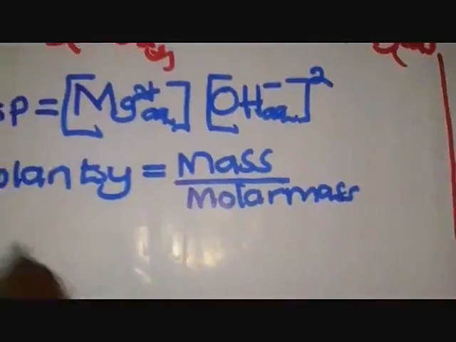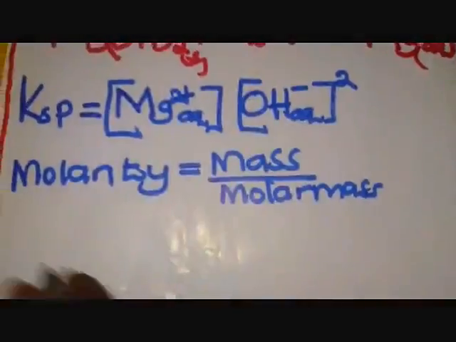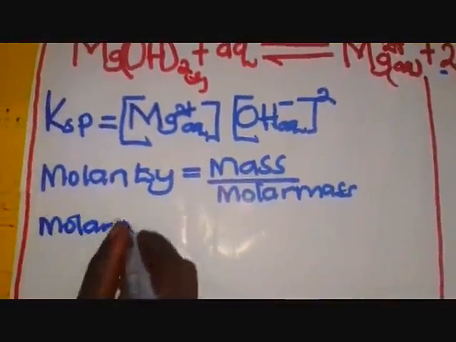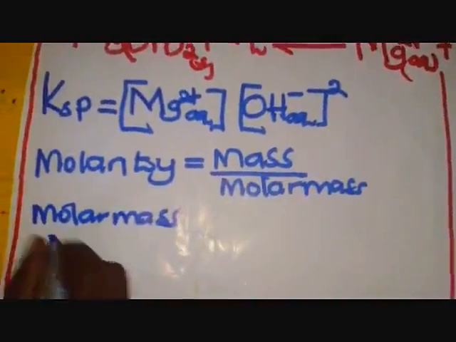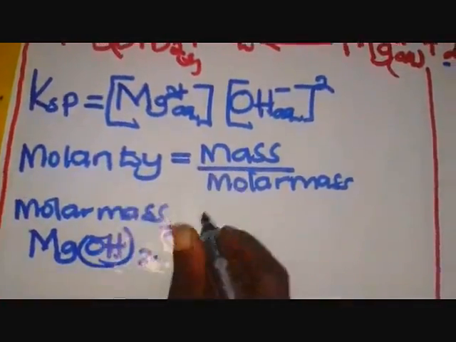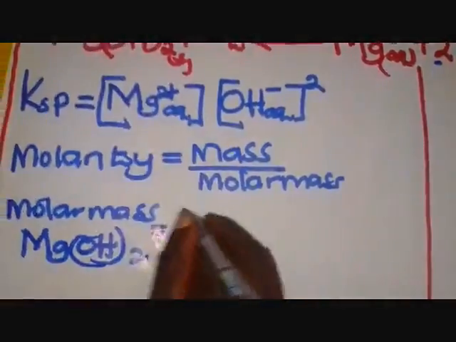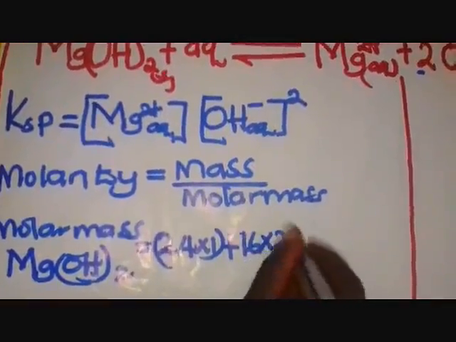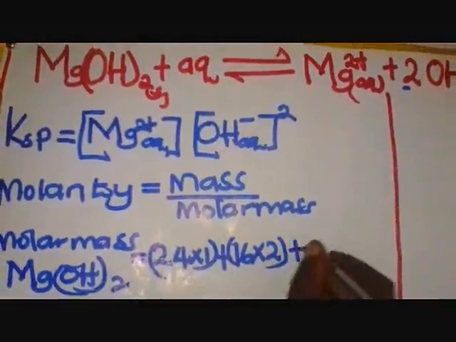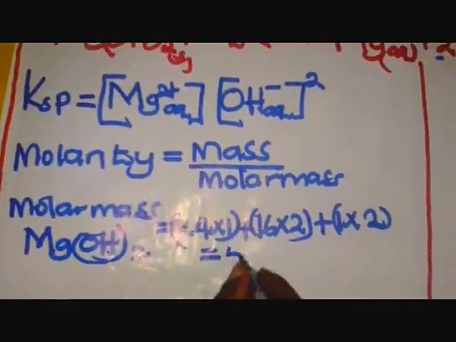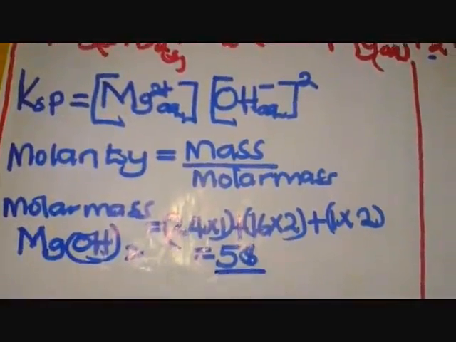So meaning now we have to find the molar mass of all of this. We shall say molar mass of what? Of magnesium hydroxide. Magnesium hydroxide is going to be equivalent to 24 for magnesium from the periodic table times 1, then plus the 16 times 2 from the periodic table still, then plus 1 times 2. And now when we sum everything, we get 58 grams per mole.